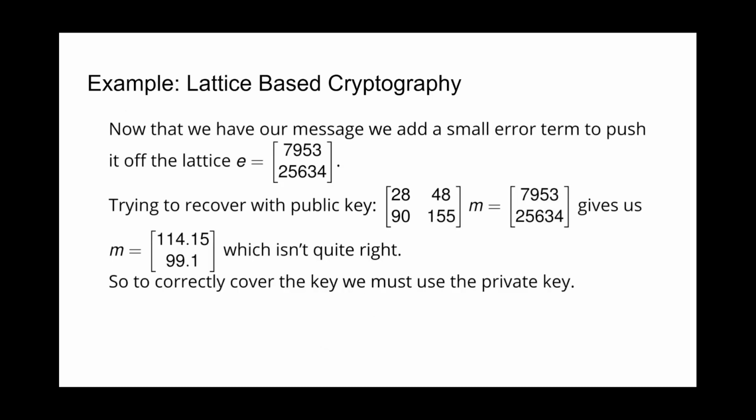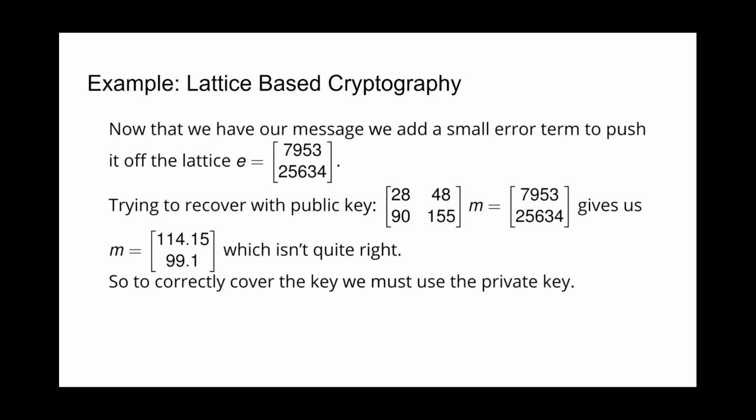So what we're going to do is take this message and nudge it slightly off the lattice by incrementing the top and decrementing the bottom. And what this does is if we again try and find the weights that apply to our public key to give us our message, we get a wildly different message. In this case, 114.15, 99.1, which doesn't correspond to any ASCII values because they're decimals.